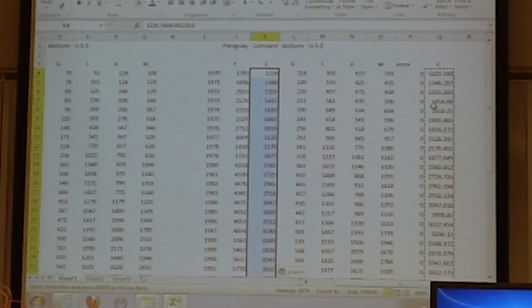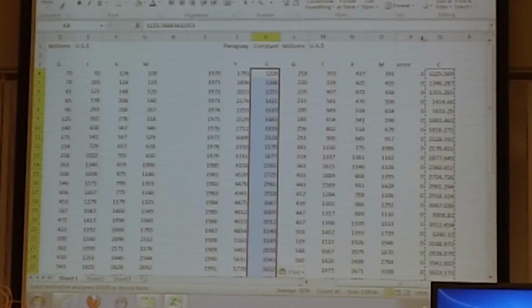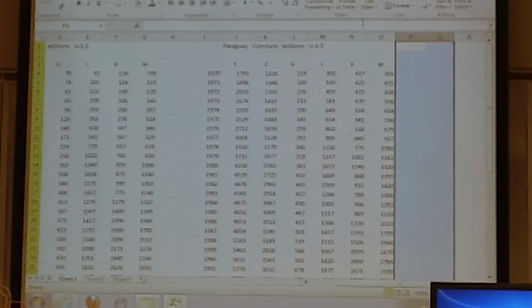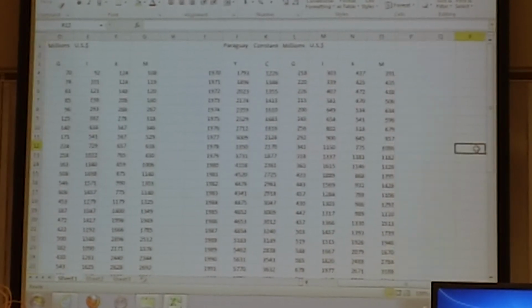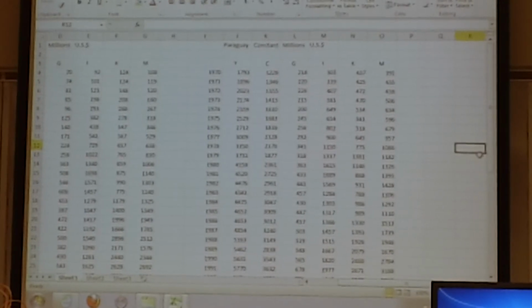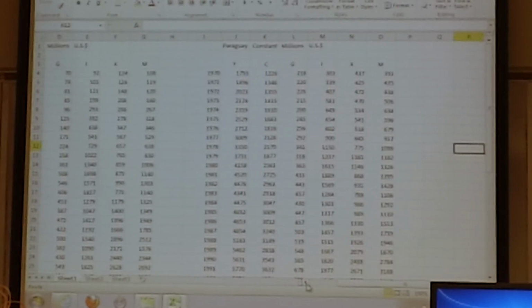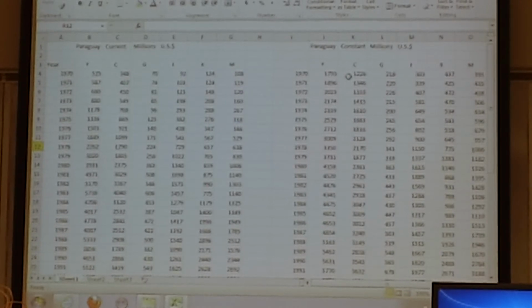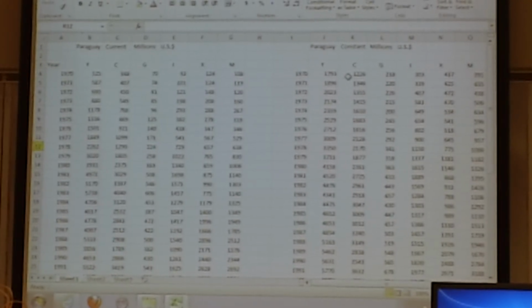You see now the error goes to 0. Delete that. So now we have two clean sets of data. This is the current and this is the constant. All right? From this data, we're going to create the inflation data. Price data. Price indices that we use.